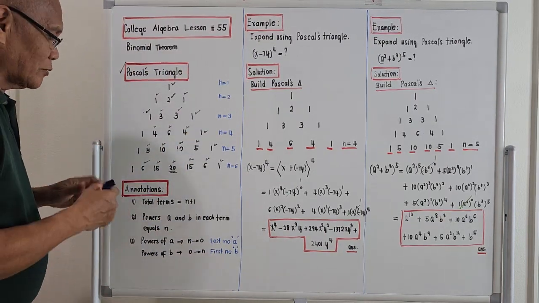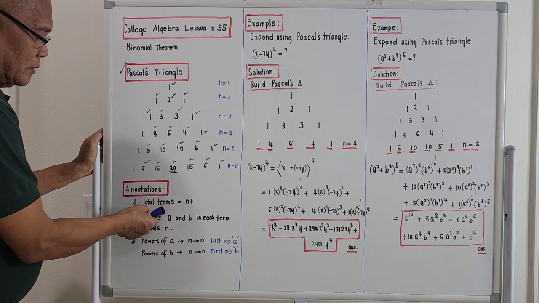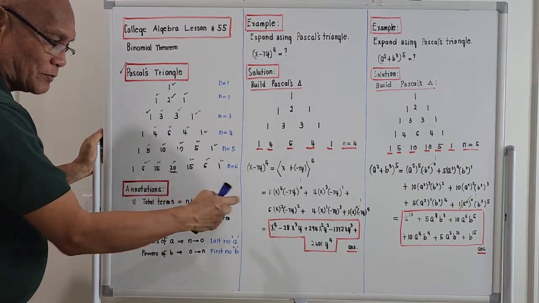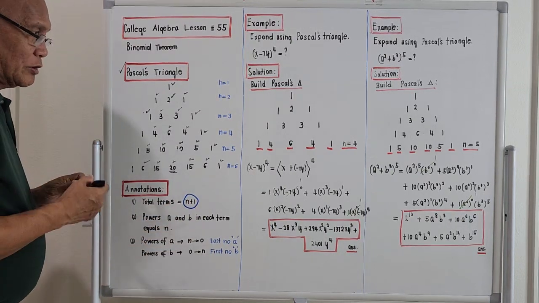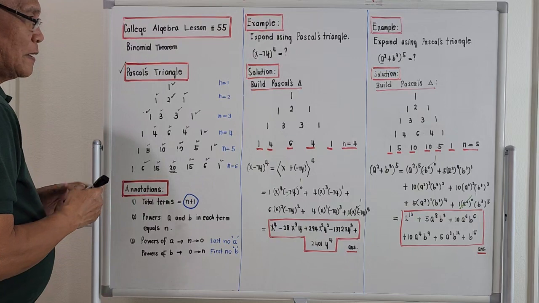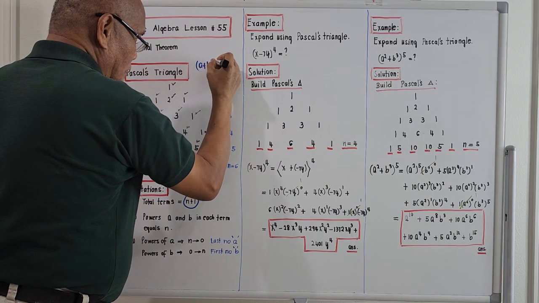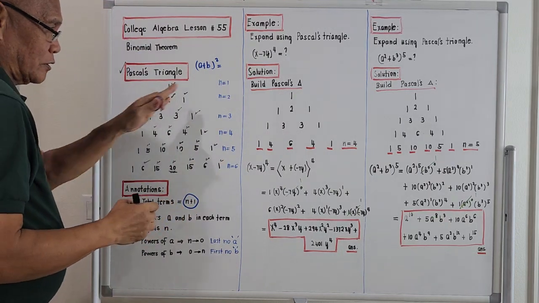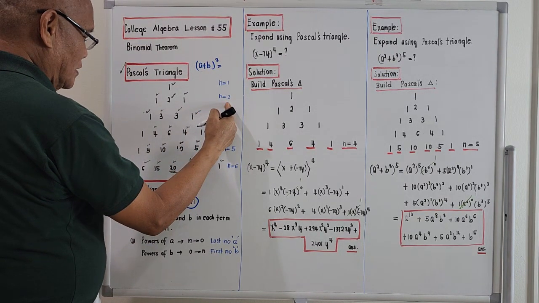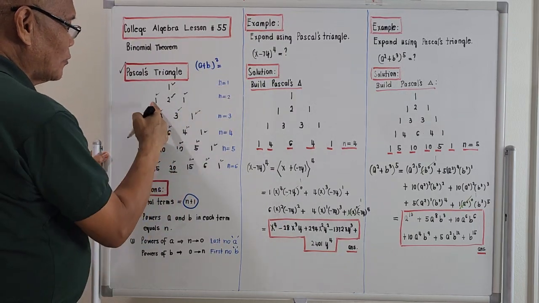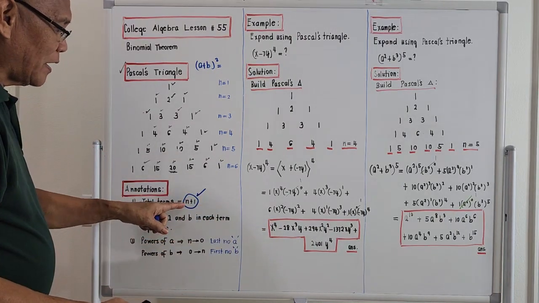Okay, let's try to bring out the annotations, the observations from Pascal's triangle. Number 1: the total number of terms in the expansion is equal to n plus 1. Meaning to say, if we are to expand a binomial expression like (a plus b) squared, that is when n is equal to 2. If we expand it, how many terms? 1, 2, 3. So it is actually n plus 1. The total number of terms of the expanded answer will be n plus 1.